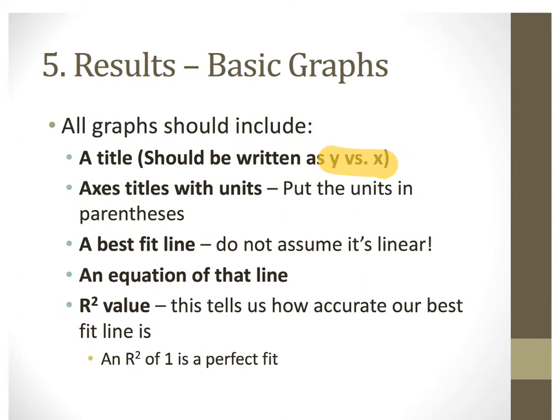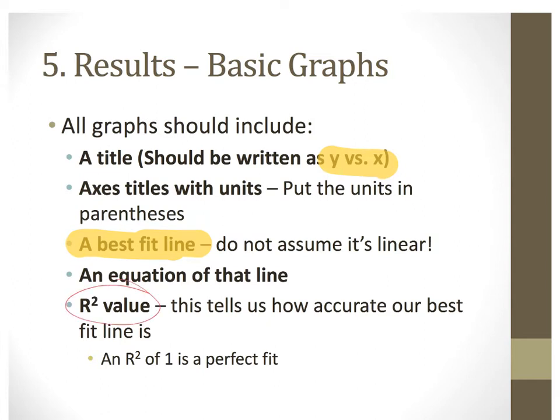We also need axes titles with units. So every axis should have a title on it, and it should have the units in parentheses. And we talked about that before. All right. When we do tables, we put the units in parentheses as well. We should always have a best fit line. It may be linear, it may not be, but it's important that we do have a best fit line or line of best fit, whatever you want to call it, added to the graph, as well as an equation for that line and an r-squared value.